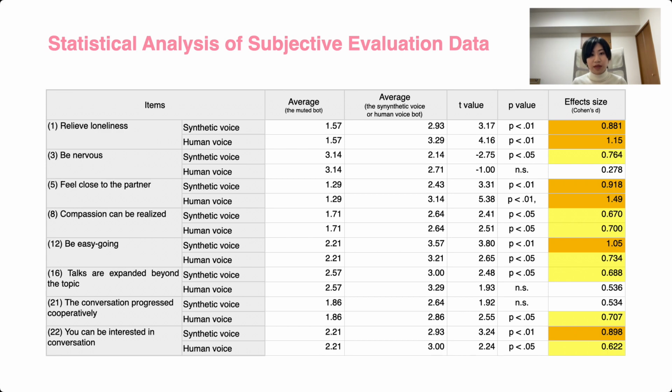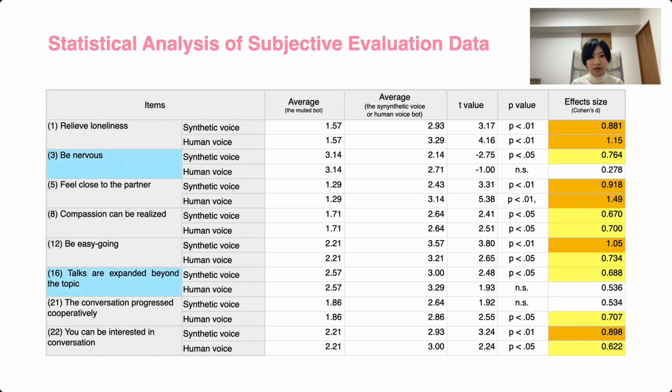We analyzed the data quantitatively and qualitatively. First, we conducted a paired t-test on subjective evaluation data using the silent pattern as the baseline and comparing the baseline with the pattern with the synthetic voices or the human voices, respectively. There were 5 items for which significant differences were obtained in both patterns.